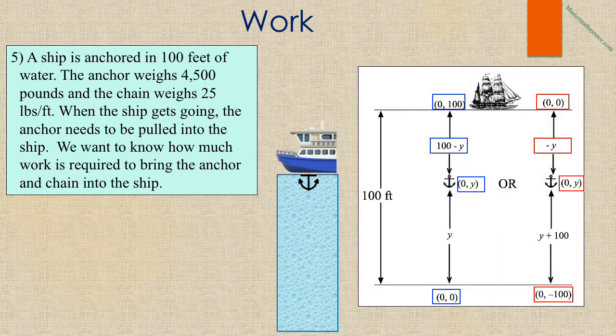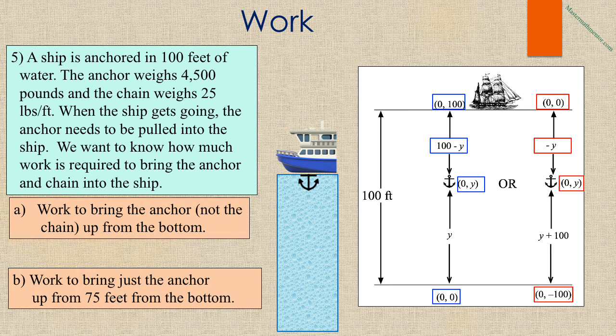Or we can place the origin, the point (0, 0), at water level. And therefore, the point (0, -100) will represent the bottom of the ocean. The anchor is still at the general point (0, y). So to find out how much chain there is between the water level and the anchor, we still subtract top minus bottom, or 0 minus y, which is negative y. We see those important values in red.